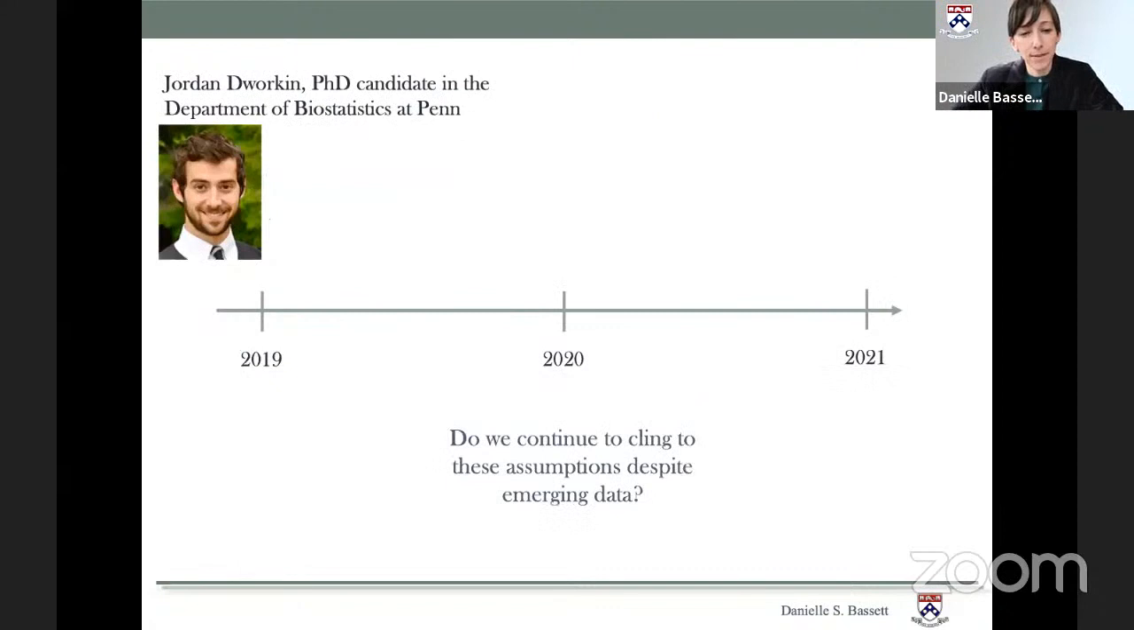So I want to tell you a story now about some work that was started by Jordan Dworkin, who at the time was a PhD candidate in the Department of Biostatistics at Penn. And I think what he wanted to ask is the question, do we continue to cling to those assumptions of a scientist despite emerging data? In other words, let's be skeptical. Let's ask, are these assumptions we should hold, or are they assumptions that we should be skeptical about, question?